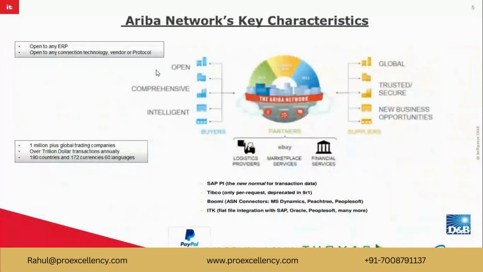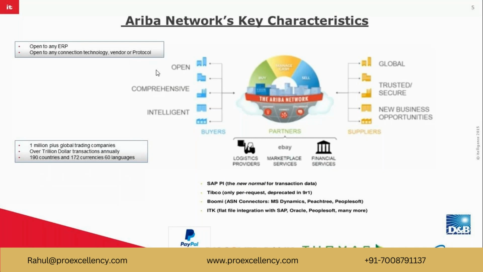Okay, so let's just talk about Ariba Network key characteristics. The network is nothing but a middleware. The communication between buyer and supplier is going to be a three-way communication. That means if a supplier is trying to communicate with the buyer, the supplier has to communicate first with Ariba Network, and Ariba Network further sends the communication to the buyer. Whatever communications you have, there will be a record available within Ariba.